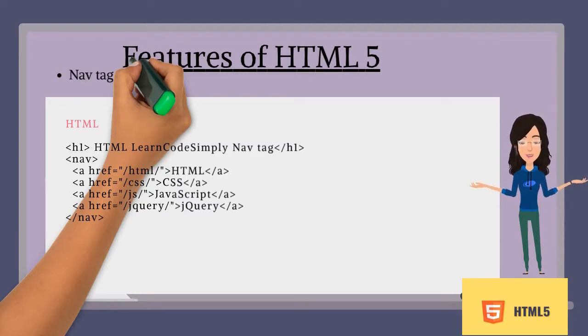These elements make it much easier to create a navigational menu, creating a neat horizontal menu of text links, and help screen reading software to correctly identify primary navigation areas in the document. The syntax is the nav opening tag, the links, and then the closing tag. We can see the example on the screen.